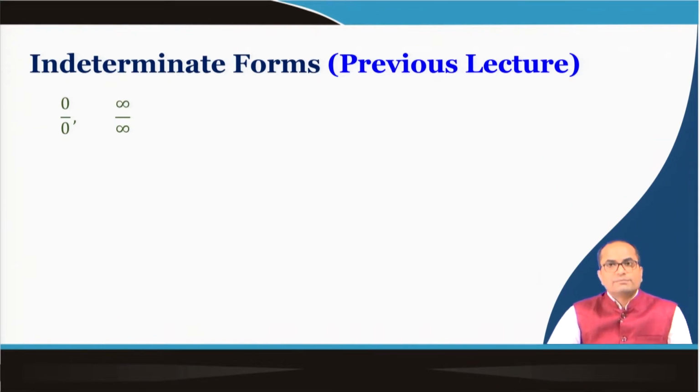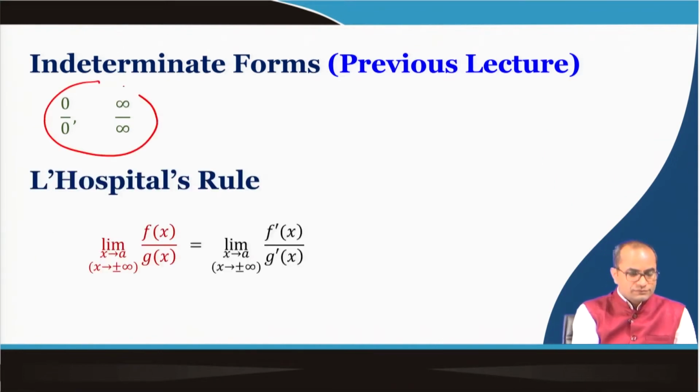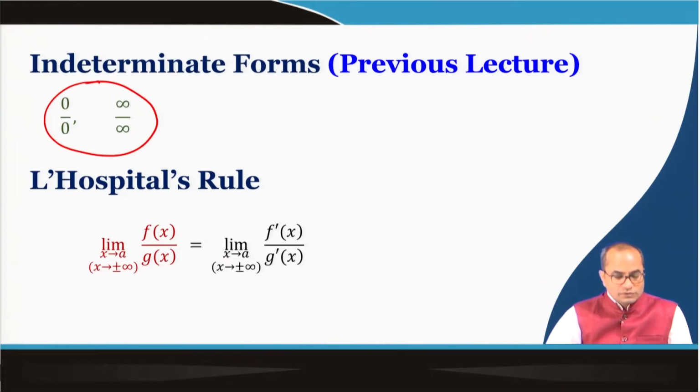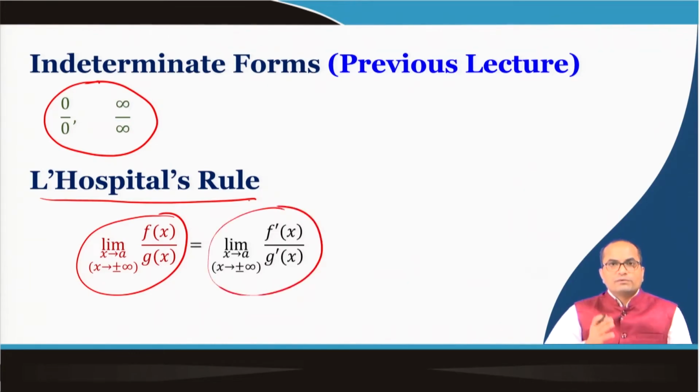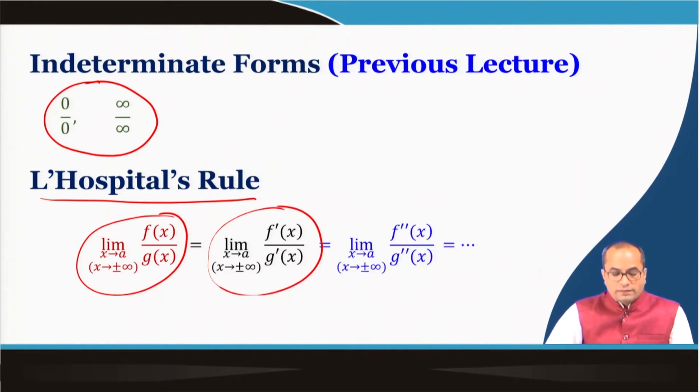What we have already seen in the previous lecture, these two types of indeterminate forms were discussed and some examples were also done. In that lecture we learned that L'Hopital rule is very useful for computing limits, and that rule says that this limit is equal to the limit of the ratio of f prime over g prime. And we can continue, if we again have the situation of 0 by 0 or infinity by infinity, to the ratio of the higher order derivatives.